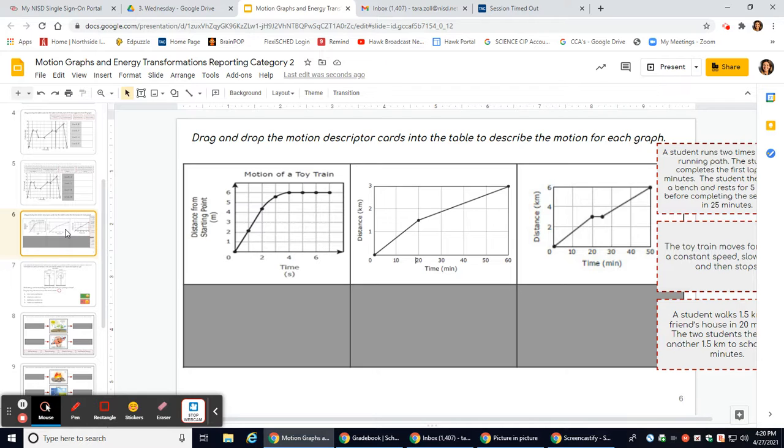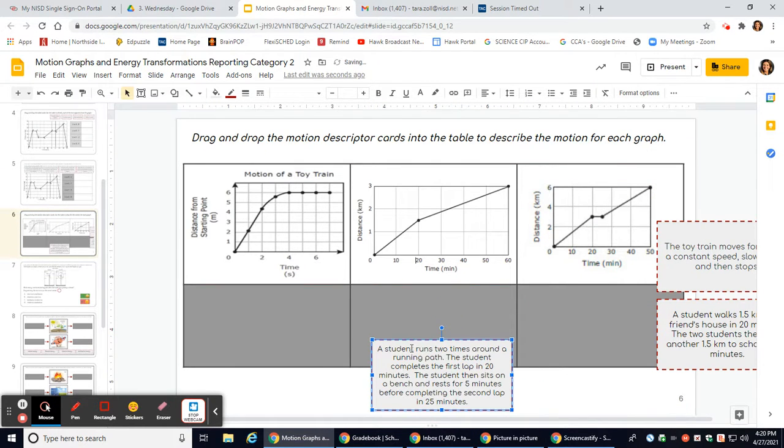So let's have a look at these distance time graphs. We're going to drag and drop the motion descriptor cards to the table that describes the motion for each graph. So I'm just going to grab it down here and read it and then decide which way it goes. A student runs 2 minutes around a running path. The student completes the first lap in 20 minutes. The student then sits on a bench and rests for 5 minutes before completing the second lap in 25 minutes.